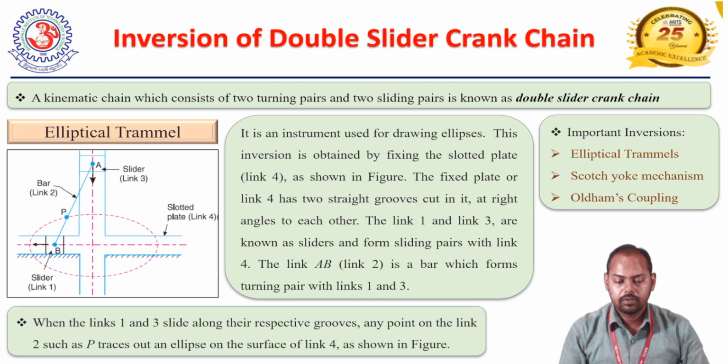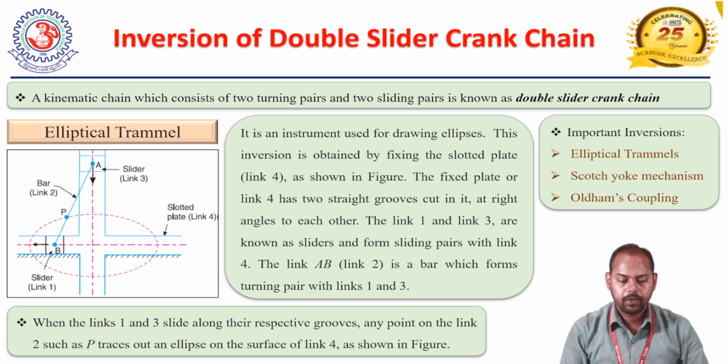We are moving forward to the double slider crank chain. As the name indicates, this type of mechanism is associated with two turning pairs and two sliding pairs. So what are the inversions of the double slider crank chain? How many types of inversion are we getting? In this we are going to study the elliptical trammel, which is one type of inversion of the double slider crank chain, and the Scotch yoke mechanism and Oldham's coupling.